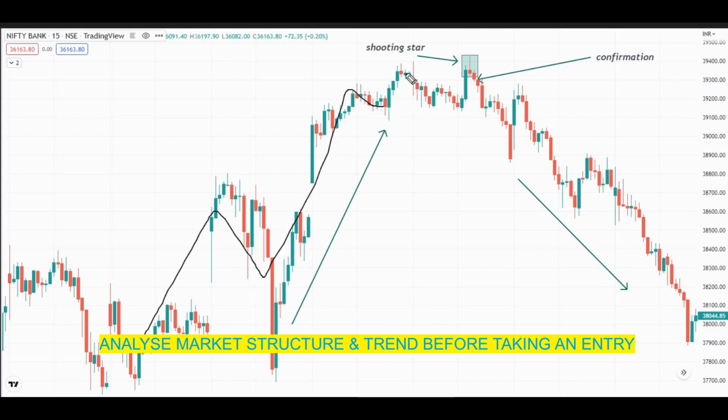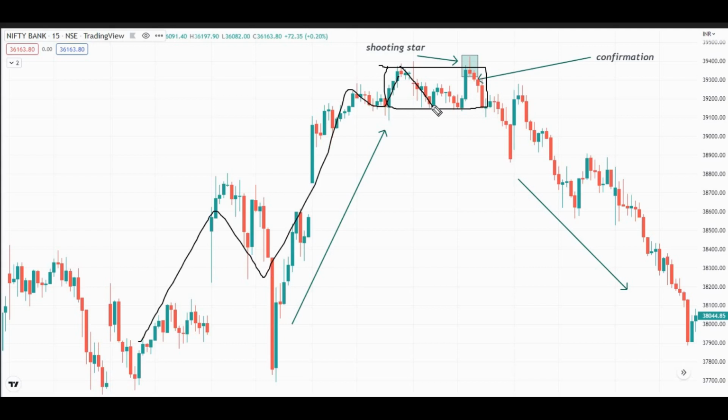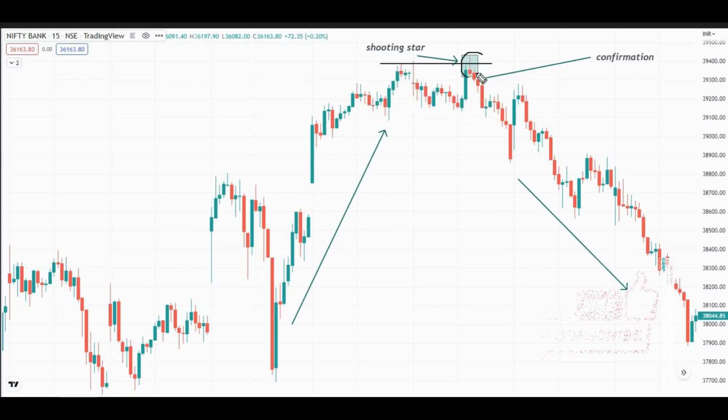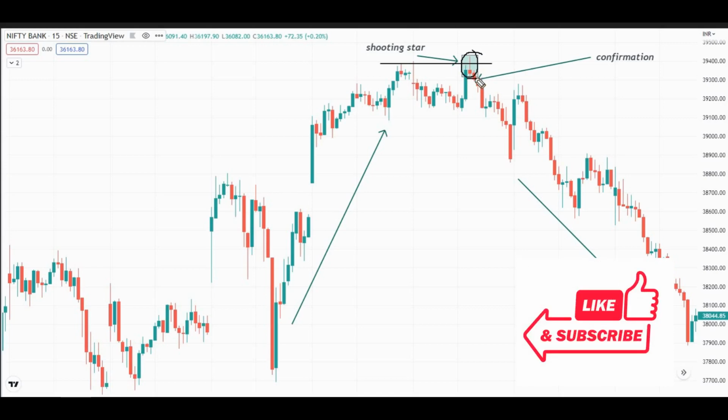After this strong uptrend, market is consolidating. From here, sellers tried to push the prices towards the downside but took support at these areas, and again buyers tried to push the prices towards the upside but it didn't have the strength. Then again sellers tried to push the prices towards the downside, but again buyers defended this level, and again they tried to push the prices aggressively towards the upside, but at the high we saw a shooting star, then a confirmation which broke the low of this shooting star, and then prices broke market structure and the trend changes from up to down.